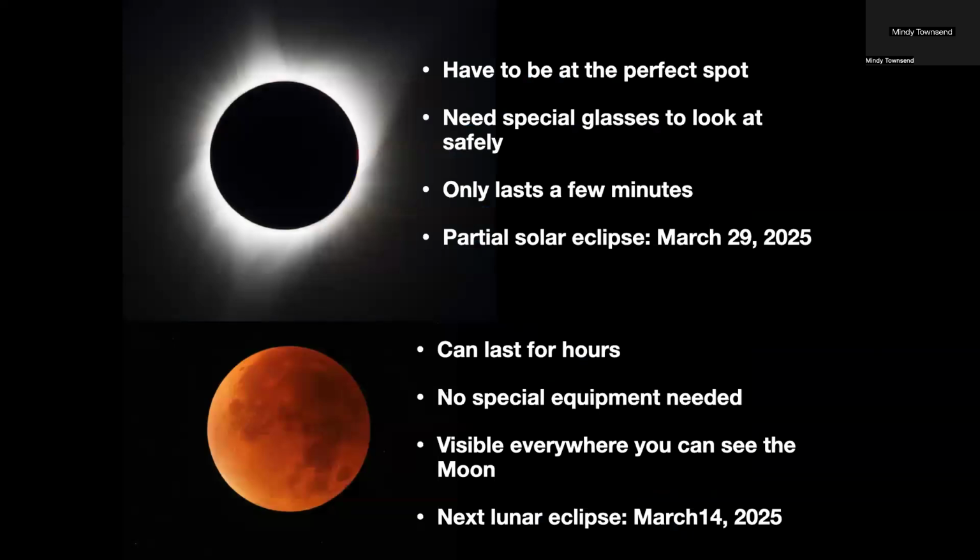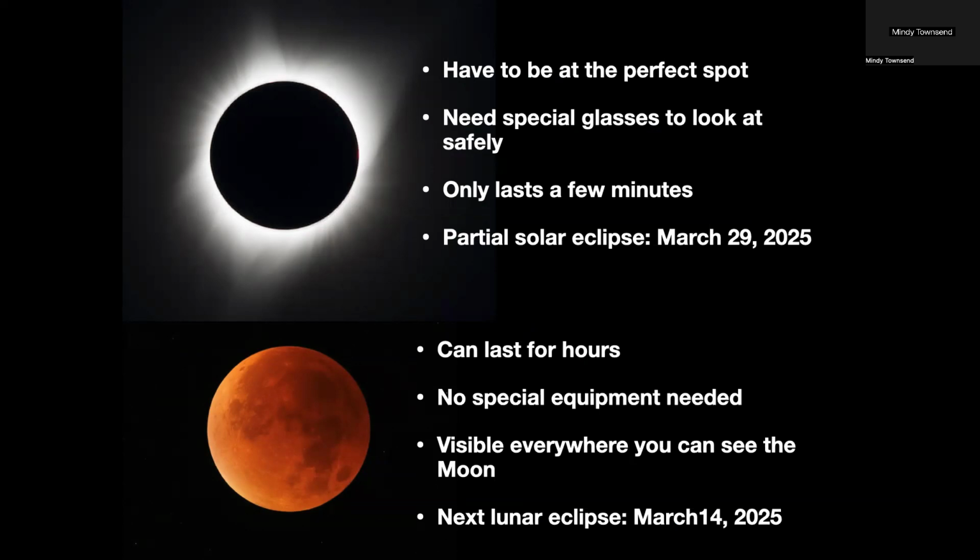The next lunar eclipse starts just before midnight, actually on March 13th of this year, and goes until about 6 a.m. on March 14th. So it's several hours. It'll be visible in its entirety from around Albany in the capital district. And that's one thing I like about lunar eclipses, right? They can last for hours. You don't need any special equipment. You don't need those special glasses like you needed for a solar eclipse. You can just view it with your eyes.